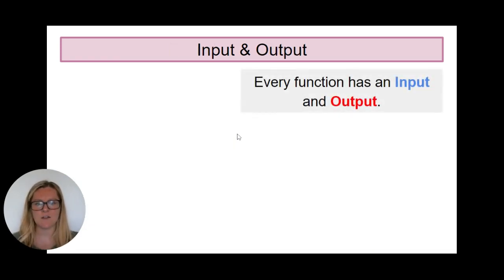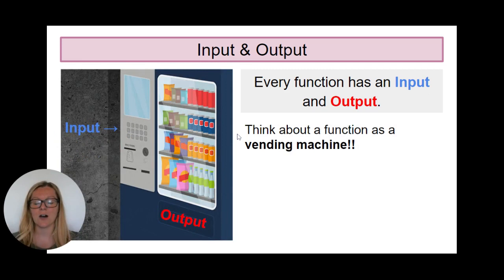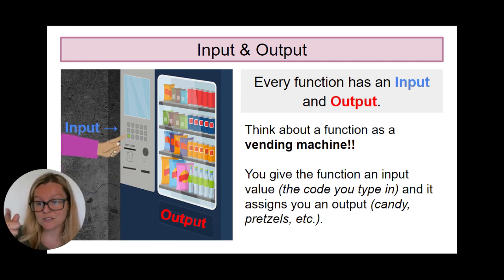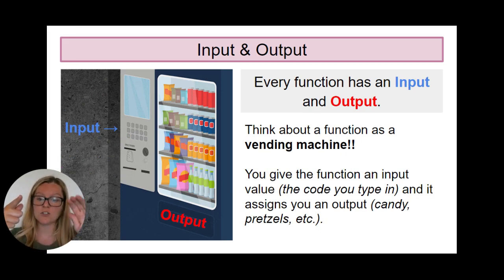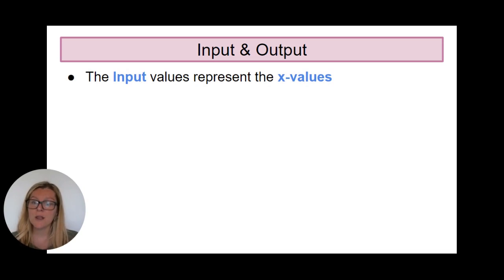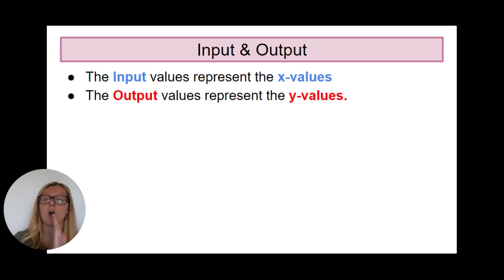Okay, let's talk about this idea of input and output. Every function has an input and has an output. And the way I like to remember this is I like to think of a vending machine. So on a vending machine, you press a number, maybe it's A2, and then you get out, maybe you want a Doritos that day. Your input is going to be what you're inputting into a relation and function, and your output is going to be what you get out of it. So if we think in the terms of the math world, the input is going to represent our x values and the output is going to represent our y values.